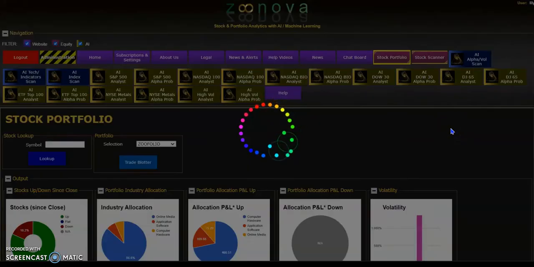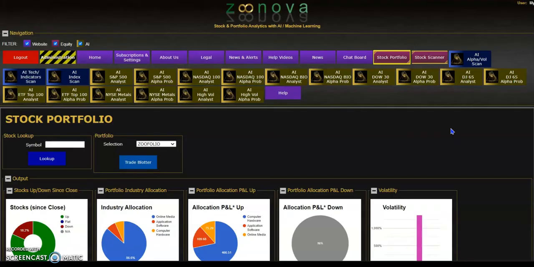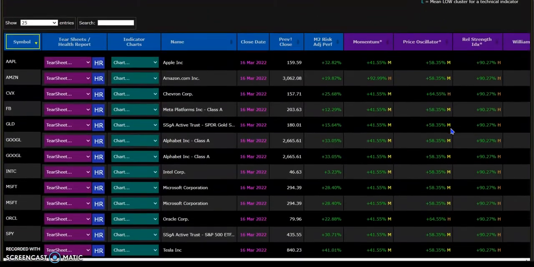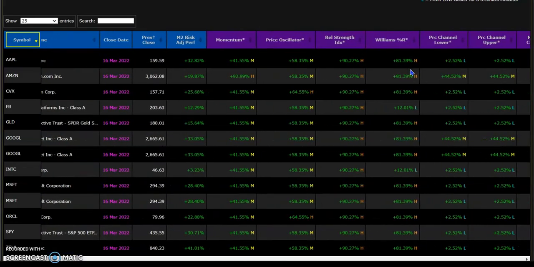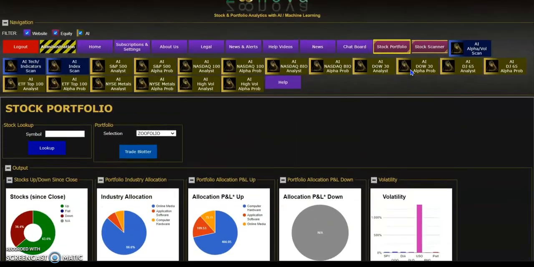So that's the new stock portfolio in the Zunova platform, where the AI machine learning really drives the information to the user on exactly what each stock is doing in that portfolio, according to predictions for price, alpha probability, technical indicator clusters, and candlestick patterns.